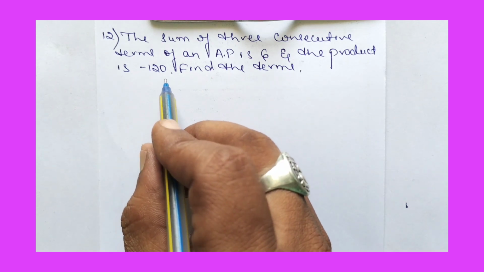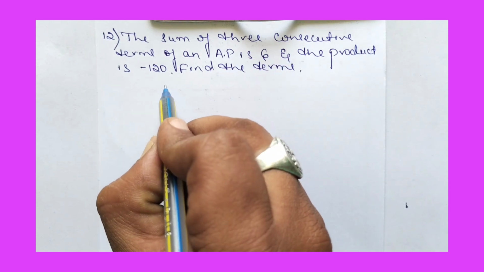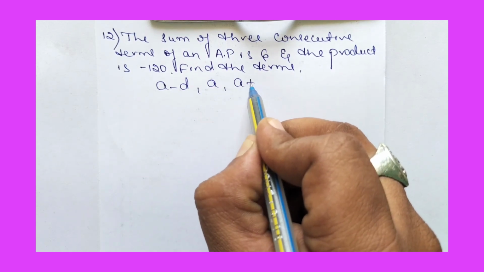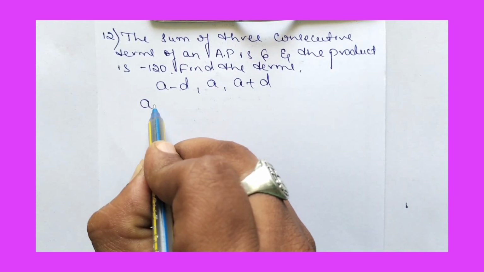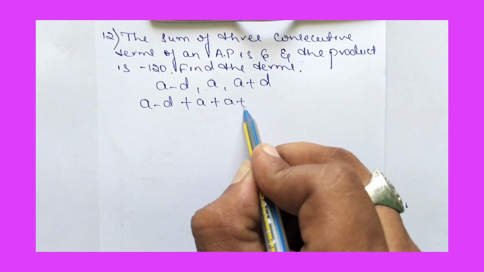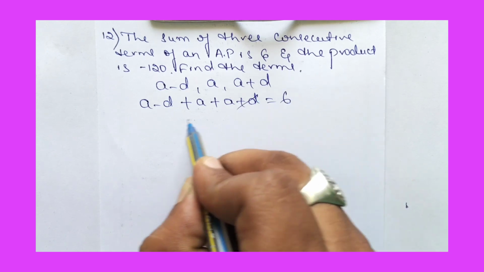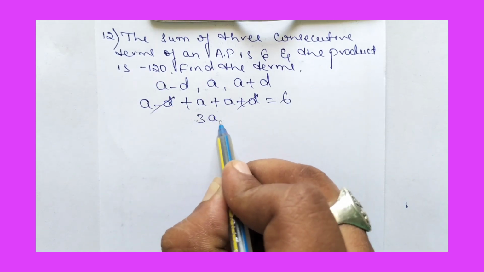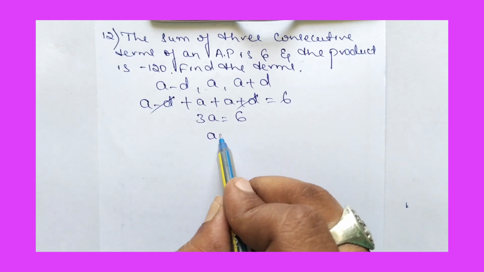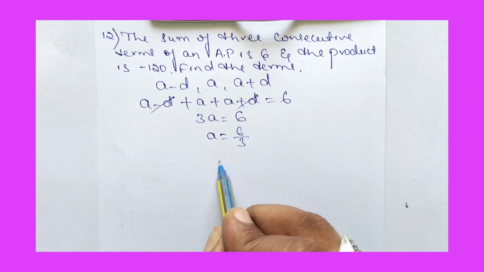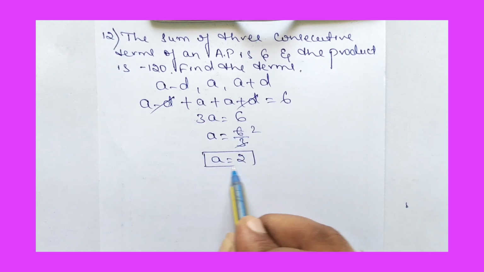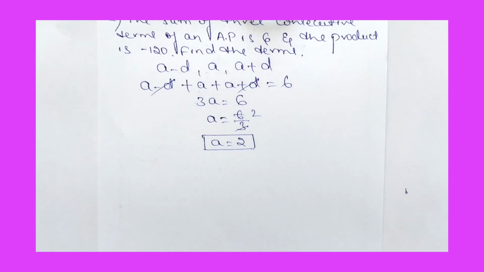Now, the sum of the 3 consecutive terms. Let the 3 consecutive terms be a minus d comma a comma a plus d. If you add these 3 terms, a minus d plus a plus a plus d is equal to 6. Plus d minus d cancel, 1 plus 1 plus 1, 3a is equal to 6. A is equal to 6 by 3. A is equal to 2. The value of a is 2.